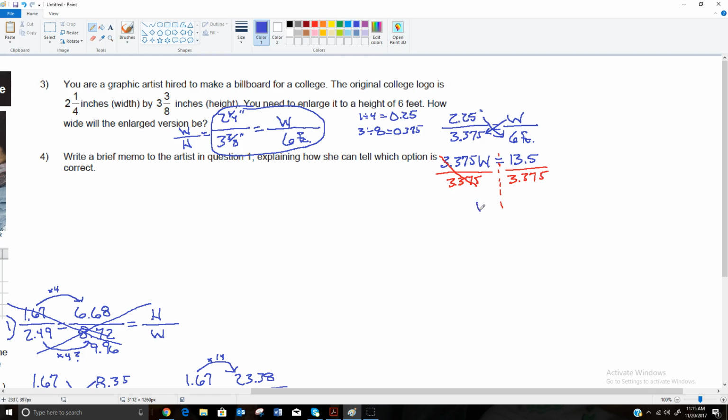So the width of this would need to be 4 feet. It's got to be the same units as the height. So the width would be 4 feet, and the height would be 6 feet.